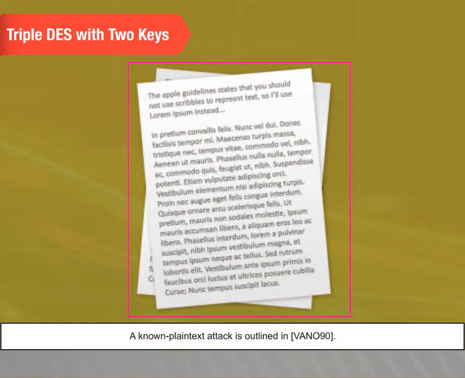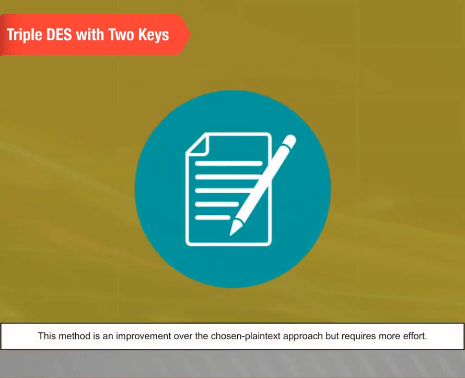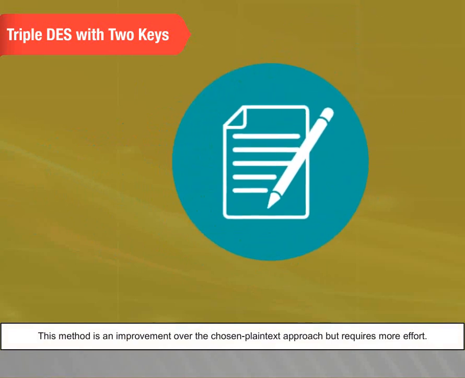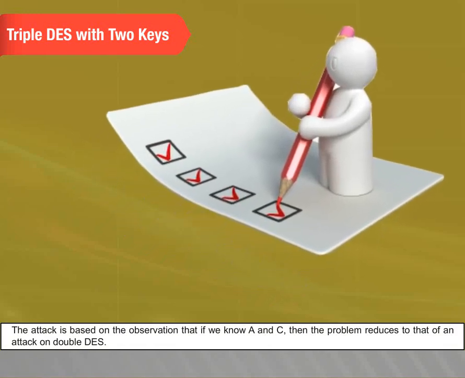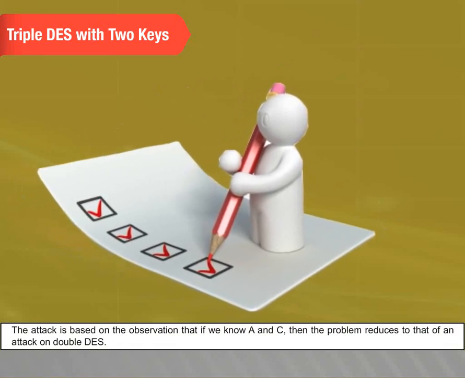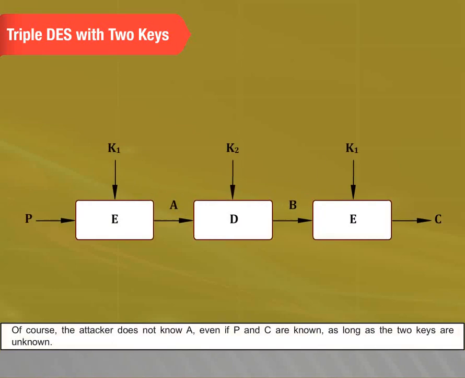A known plaintext attack is outlined in Merkle and Hellman '81. This method is an improvement over the chosen plaintext approach but requires more effort. The attack is based on the observation that if we know A and C, then the problem reduces to that of an attack on double DES. Of course, the attacker does not know A, even if P and C are known, as long as the 2 keys are unknown.